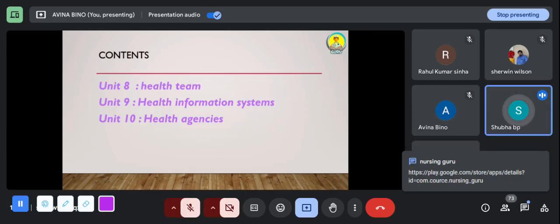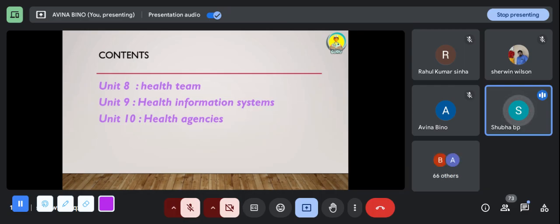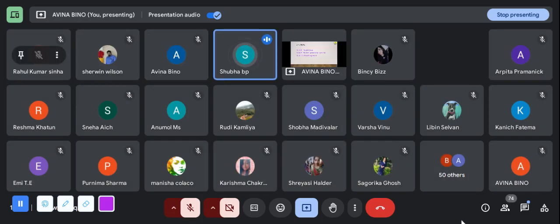In a health team, many people will come, for example doctors, nurses, and pharmacologists. Many people are going to work as a team. Only a doctor cannot provide the treatment. He needs the help of the nurse, and the nurse needs the help of the pharmacologist. So when they are formed as a group, they can provide good health to the community people.